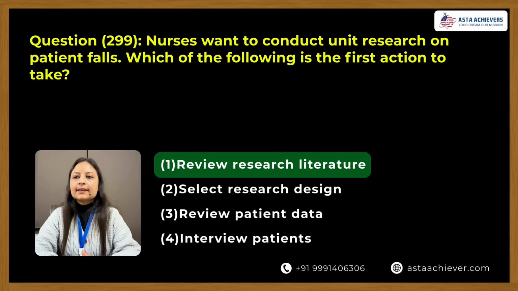Question number 299. The nurse wants to conduct the unit research on patient fall. So which of the following is the first action to take? Option A, review the research literature. Option B, select the research design. Option C, review the patient data. And option D, interview the patient. So the first action will be review the research literature. So option A is the correct answer.